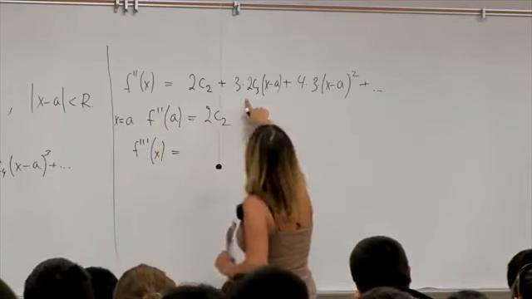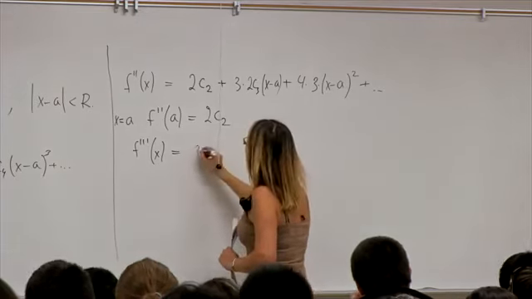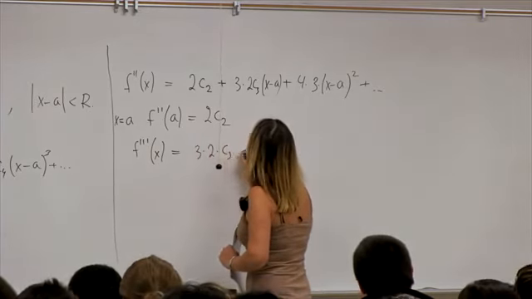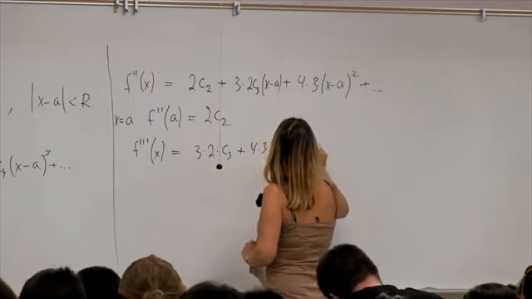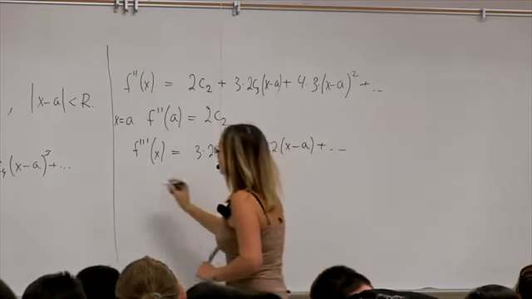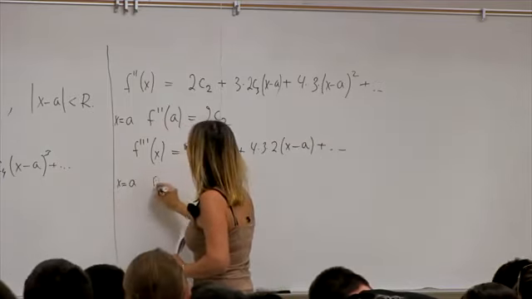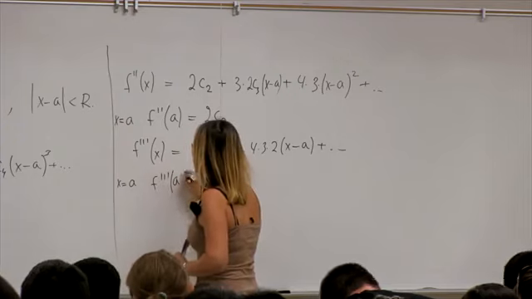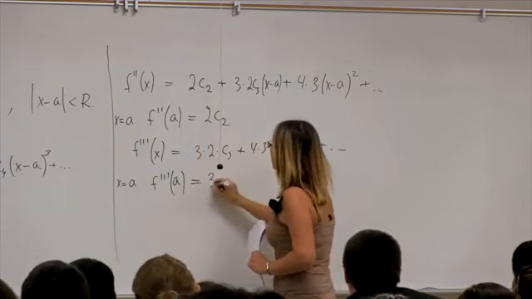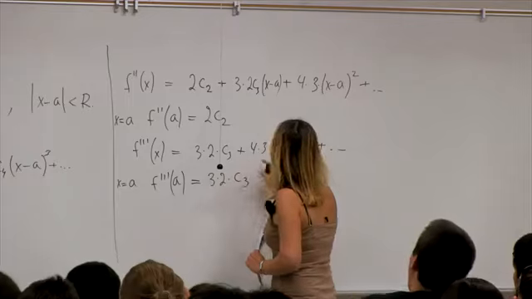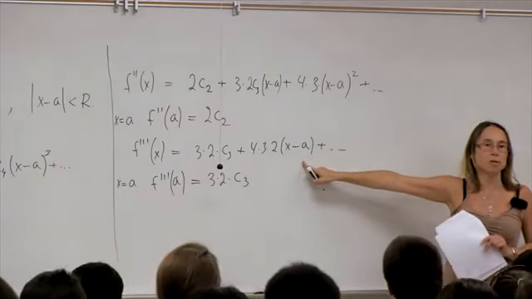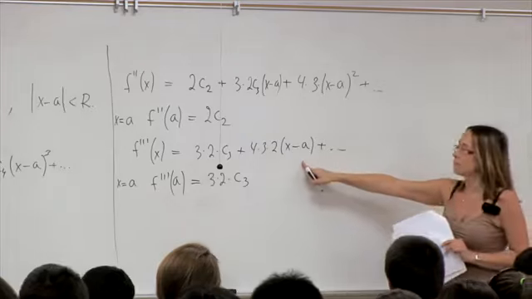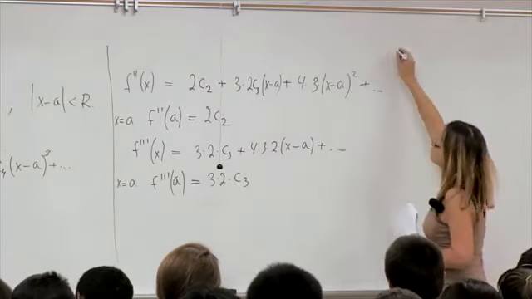So I have to take this expression, differentiate it, and evaluate it at a. So the third derivative at a is given by 3 times 2 times c3, and the rest of the terms do contain a power of x minus a. Let's do one more.